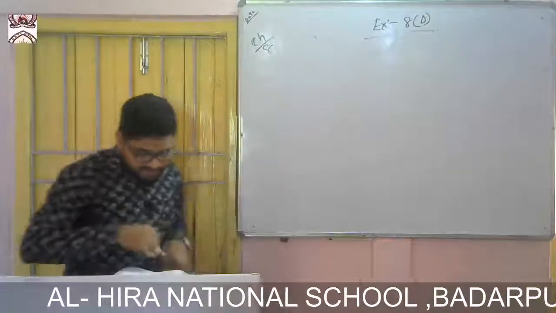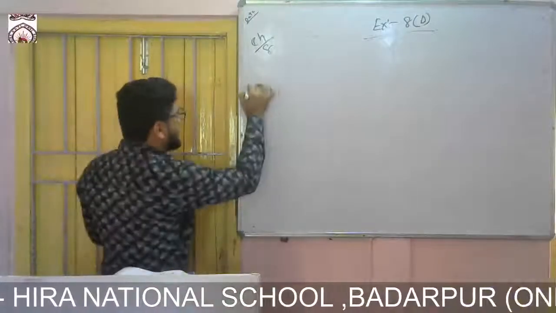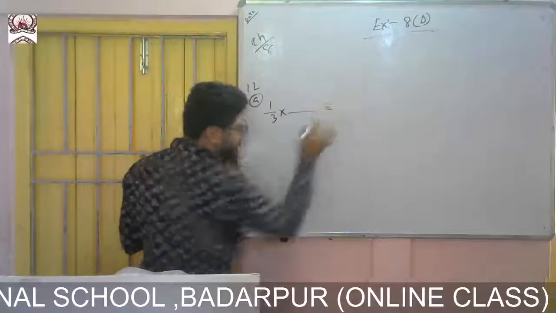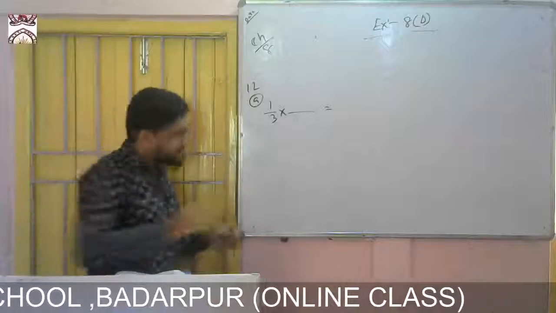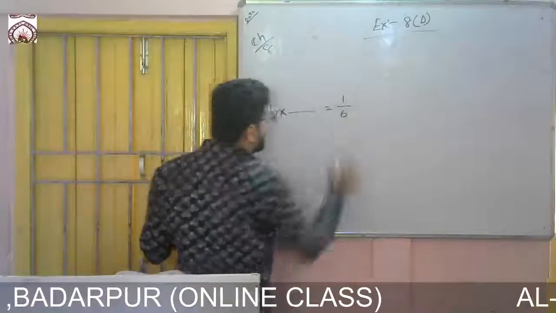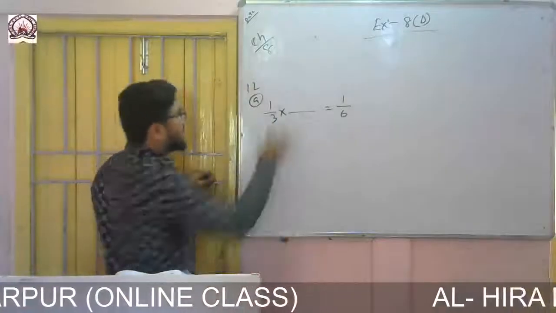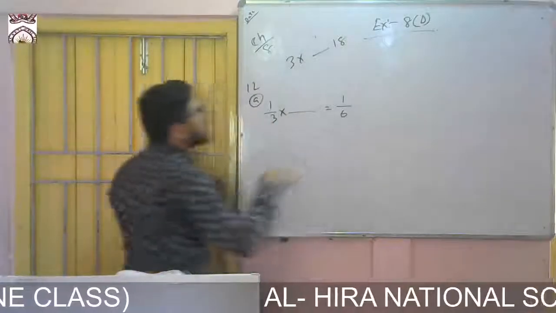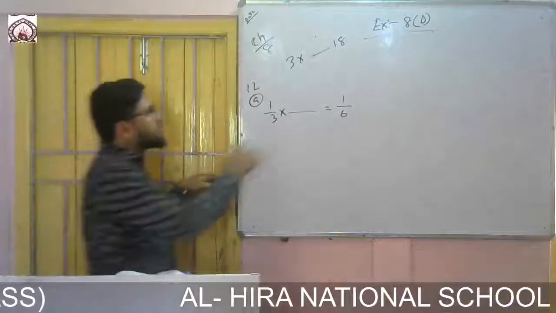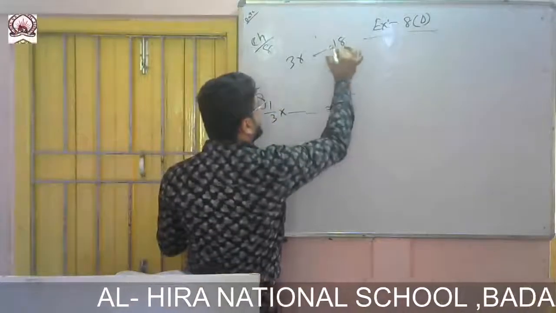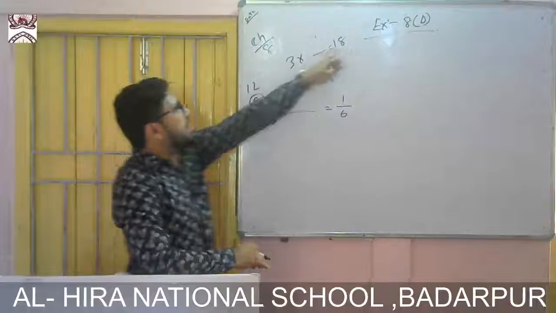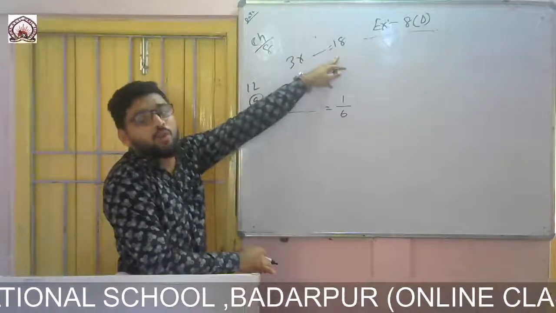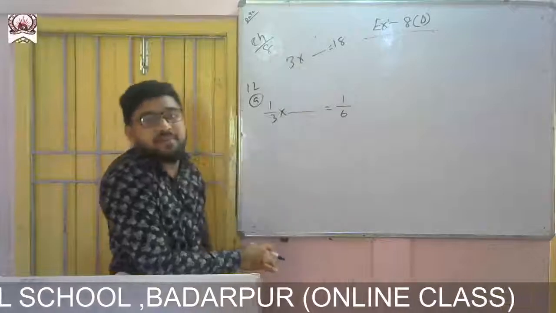Question number 12 a. 1 by 3 into dash equals what? 1 by 6. Okay. That means, suppose let me take an example of this one. 3 into how much is 18? 3 into how much will make 18? With 3, what should be multiplied to get 18? Yes, with 3, 6 should be multiplied to get 18.